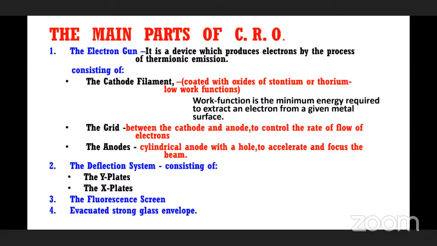Then another question. Why are we coating the cathode filament with oxides of strontium and thorium? Because normally the cathode filament is coated with the oxides of strontium and thorium. Anybody? Can anybody try that?